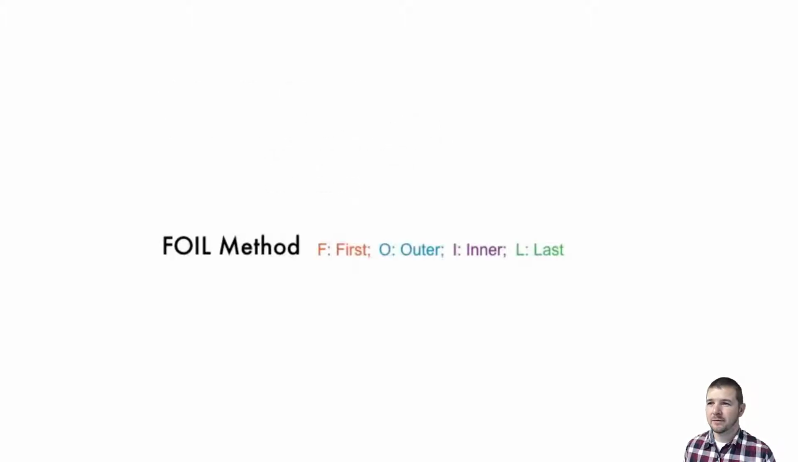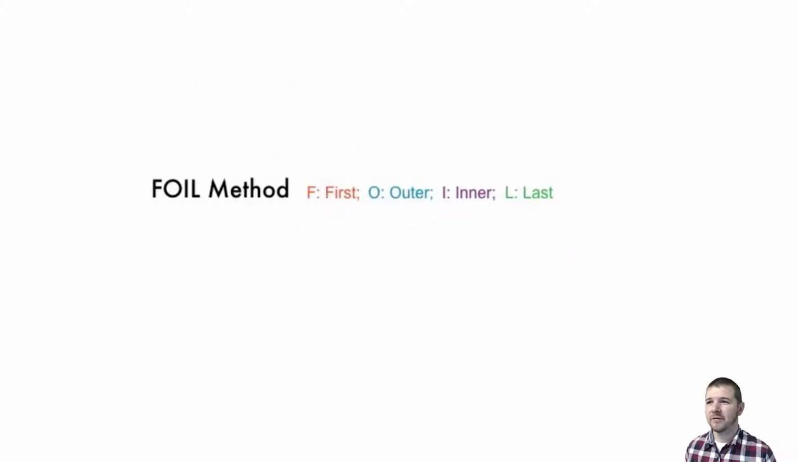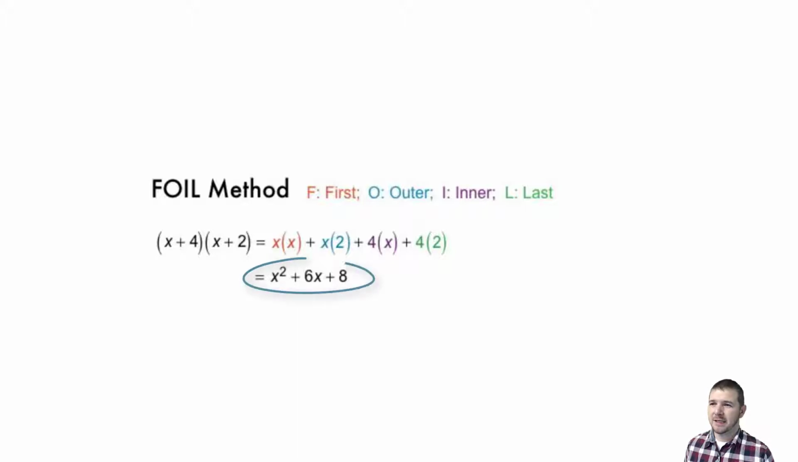Or we can FOIL. The FOIL method, recall F for first, O for outer, I for inner, and L for last, in terms of the terms of the binomials. Multiplying the first terms, that's x times x. The outer terms, x times 2. The inner terms, 4 times x. And the last terms, 4 times 2. Simplifying, that's x squared plus 6x plus 8.